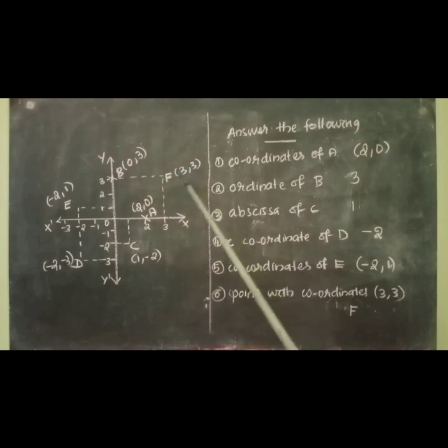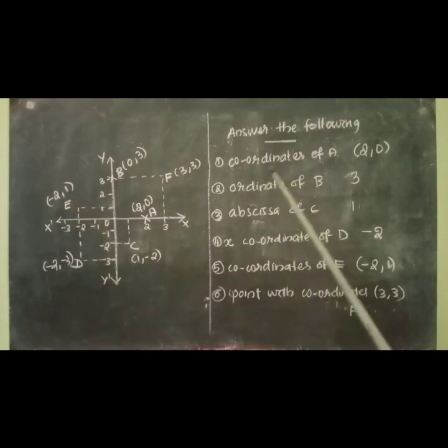So it is 3, 3. This is C, x coordinate 1, y coordinate minus 2. So this point is 1, minus 2. This is point D, x coordinate minus 2, y coordinate minus 3. So it is minus 2, minus 3. This is E, x coordinate minus 2, y coordinate 1. So it is minus 2, 1.